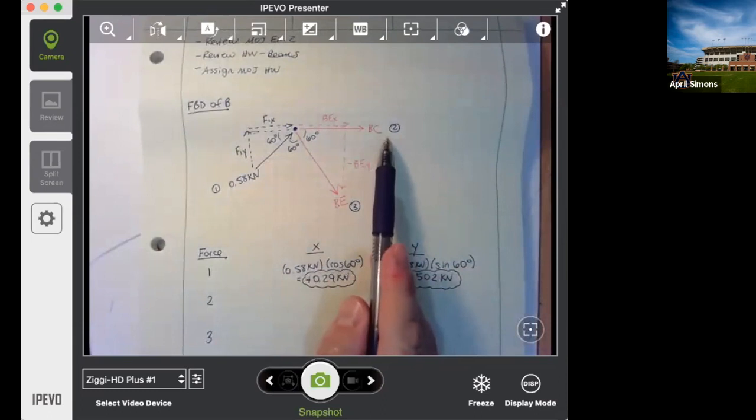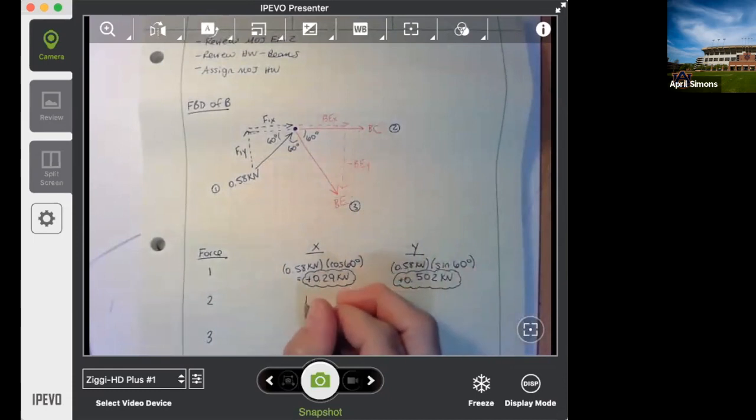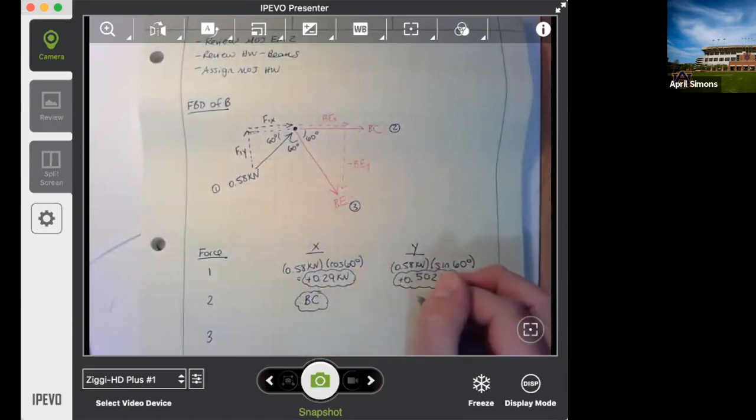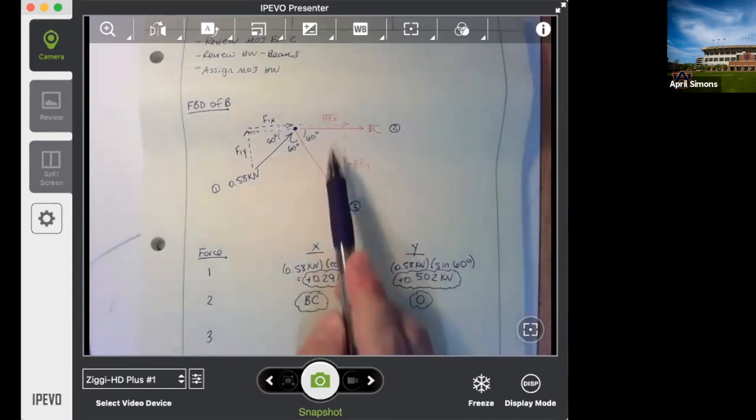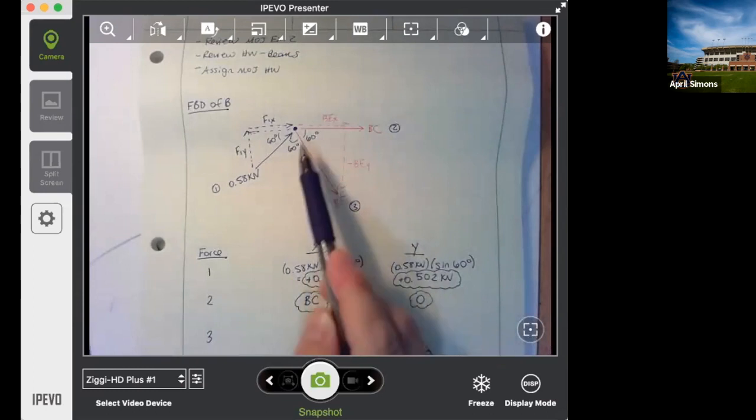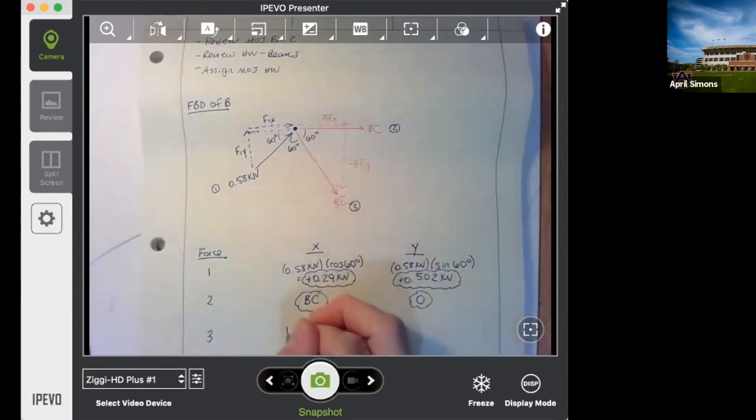Okay, F2 is acting entirely in the X direction, so F2 has positive BC for the X component, 0 for the Y component. Okay, F3, we've got an X and a Y component, so BEX will be BE cosine 60 since it's adjacent. So BE cosine 60 degrees equals positive 0.5 BE.